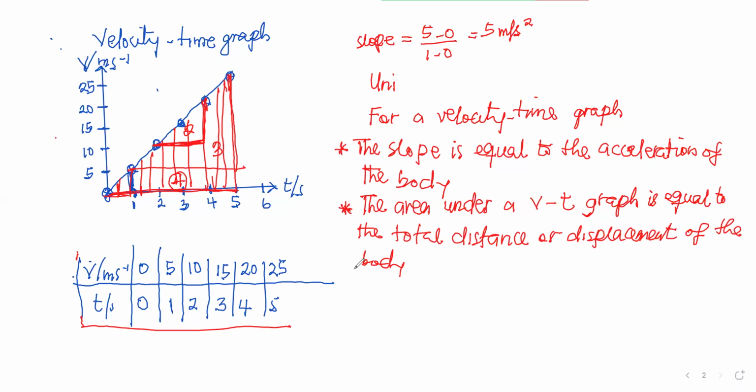Under the displacement-time graph, we only saw that the slope is equal to the velocity of the body. But for a velocity-time graph, we are seeing two different things. The slope gives you the acceleration of the body, and the area under it gives you the total distance traveled by the body.